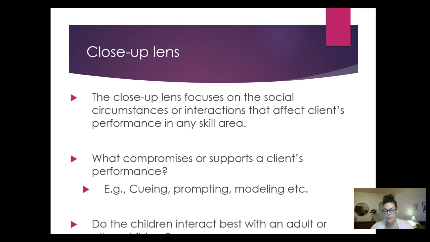And then we have the close-up lens. So the close-up lens is going to focus on the social circumstances or interactions that affect the client's performance in whatever skill area you're focusing on. So for instance, this is going to look at what either supports the client's performance or what hinders or compromises that performance. It could be related to cueing, prompting, modeling.